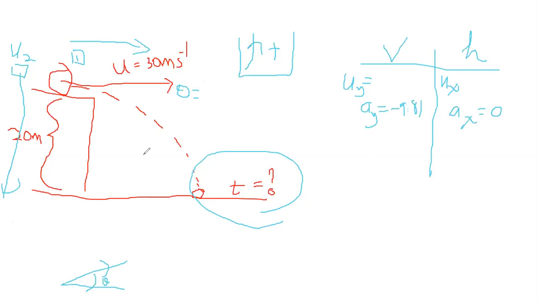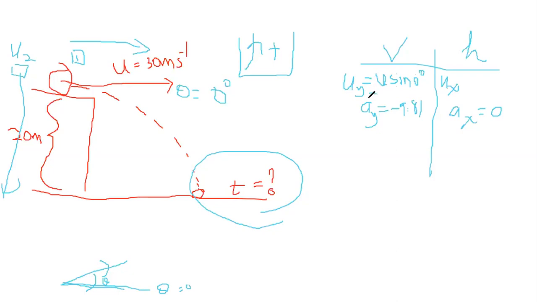What is theta here? It's 0. Theta here is 0 degrees. It was launched horizontally, so the angle becomes 0. There is no angle horizontally. So theta is 0. So UY is always U sin theta, but in this case it is U sin 0.